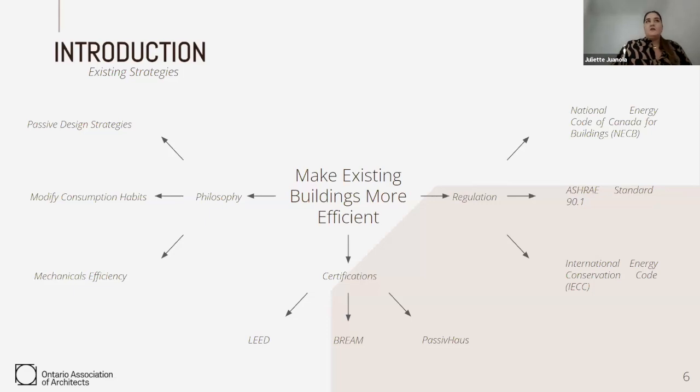For example, I think one of the main targets of the National Energy Code for Buildings in Canada is to make new constructions net zero by 2030. So this is a very ambitious goal, and it basically means that buildings will be meant to produce as much energy as they consume. In order to achieve this, of course, many strategies need to be put in place to make these buildings more efficient.